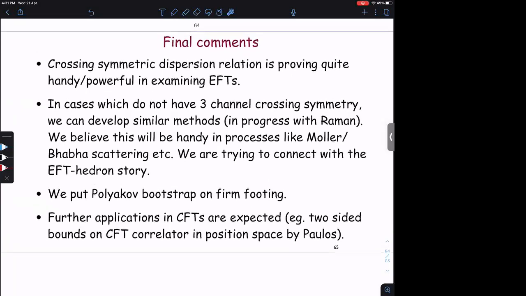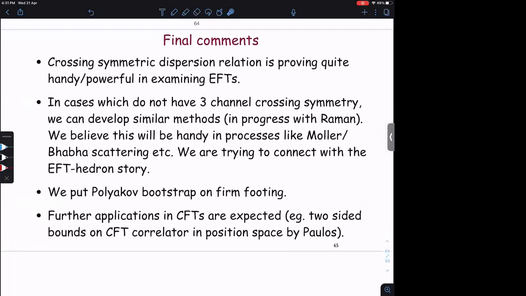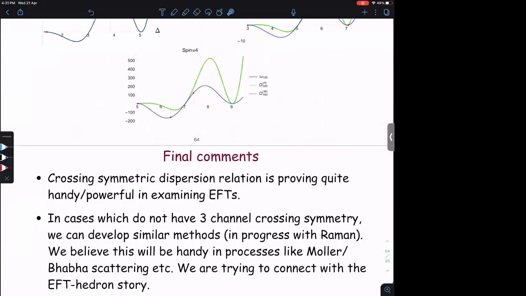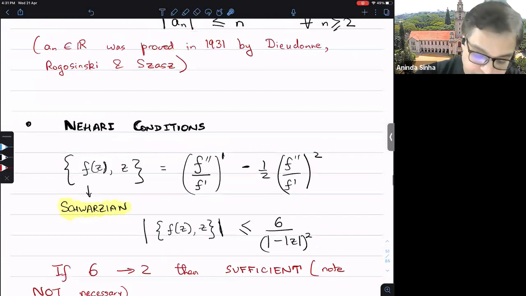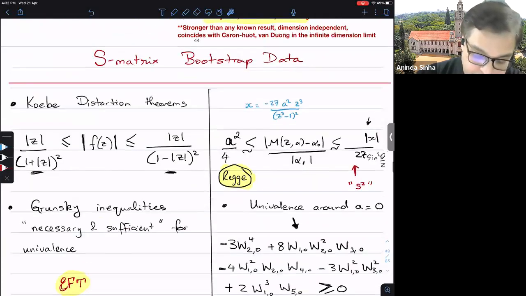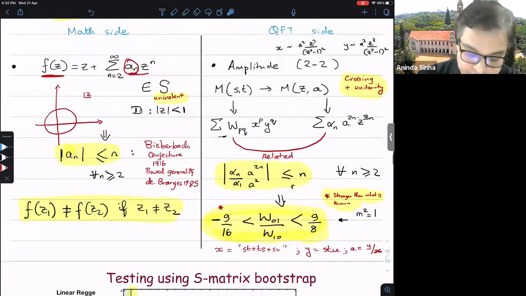Hello, sir. Yes, sir. I have just one question, sir. Can you go to the slide, I don't know the number, the big picture, like math side and QFT side? Math side and QFT side. So is this one? This one, is it? Yes.